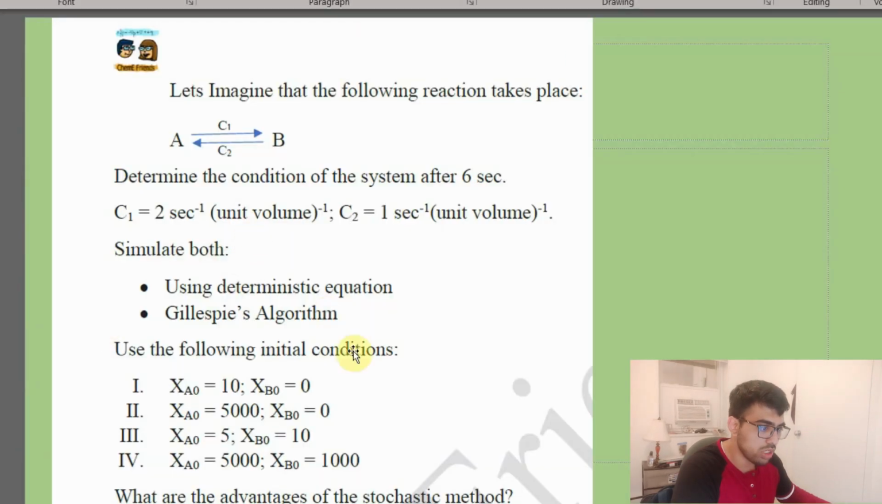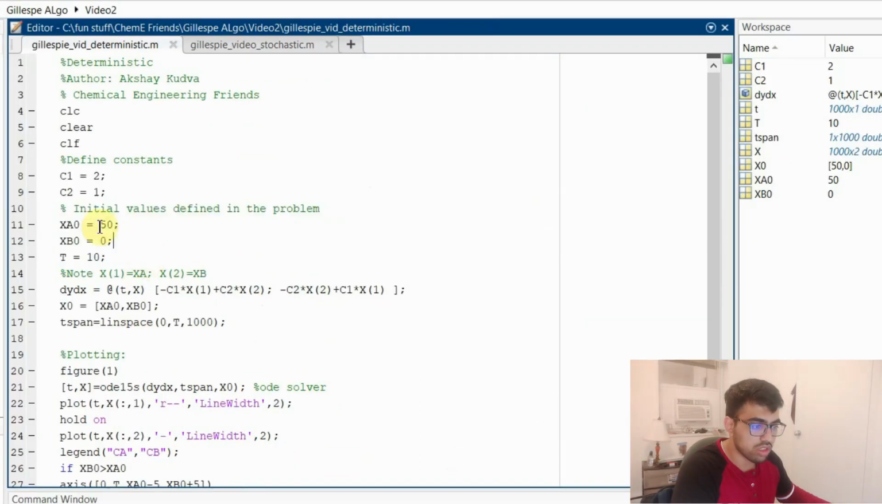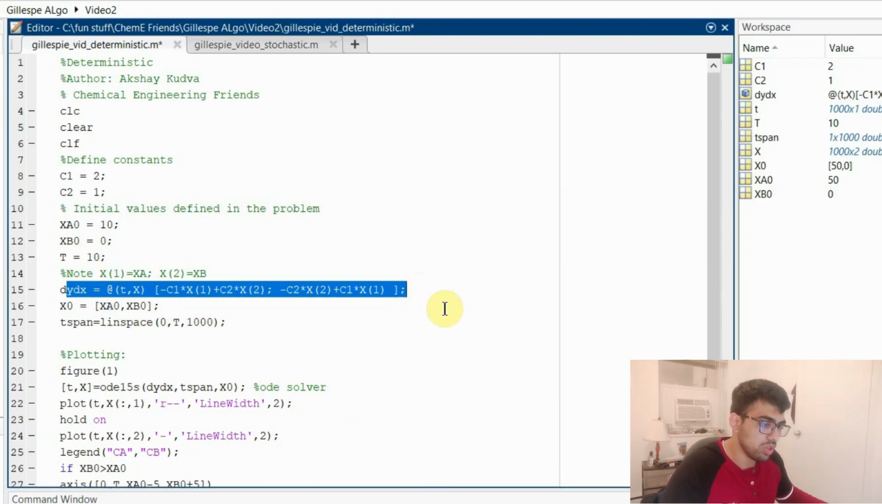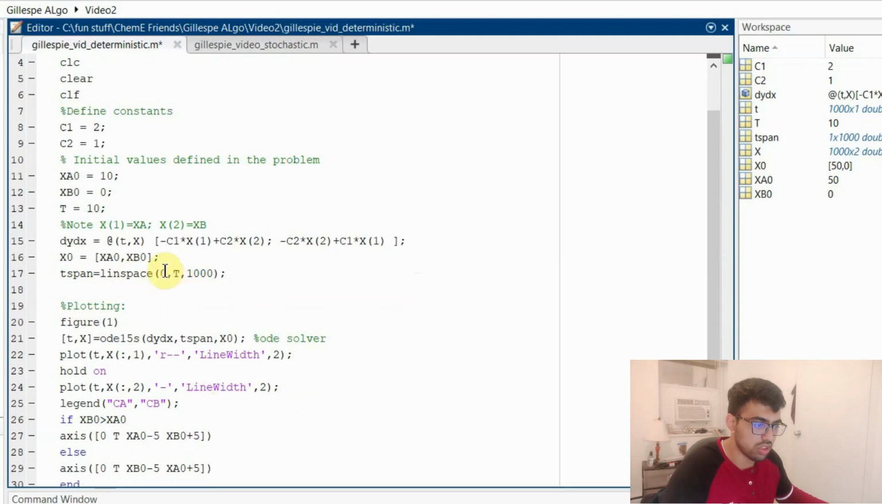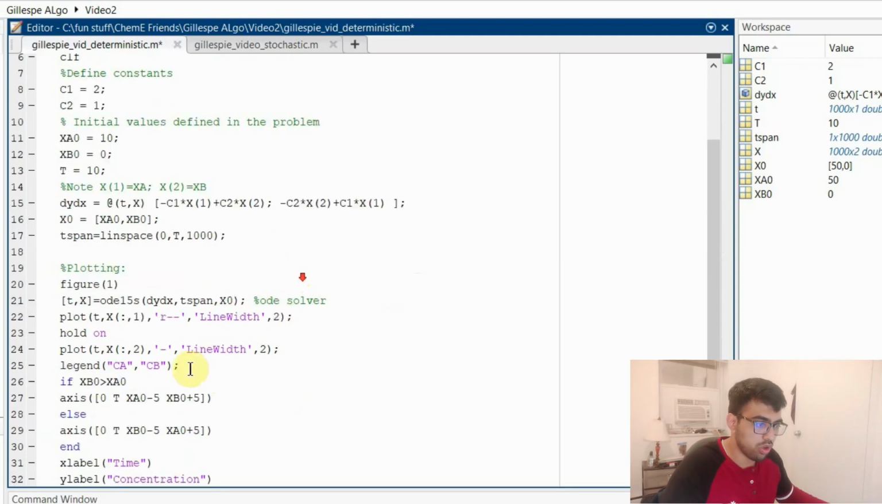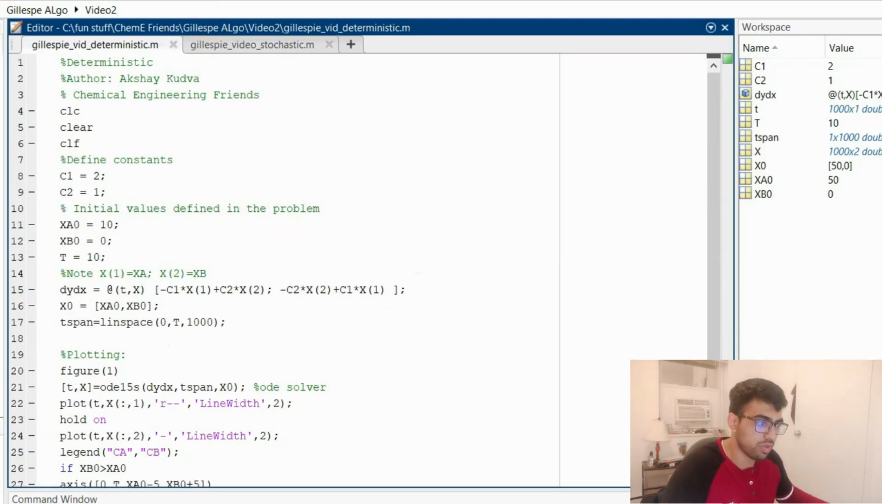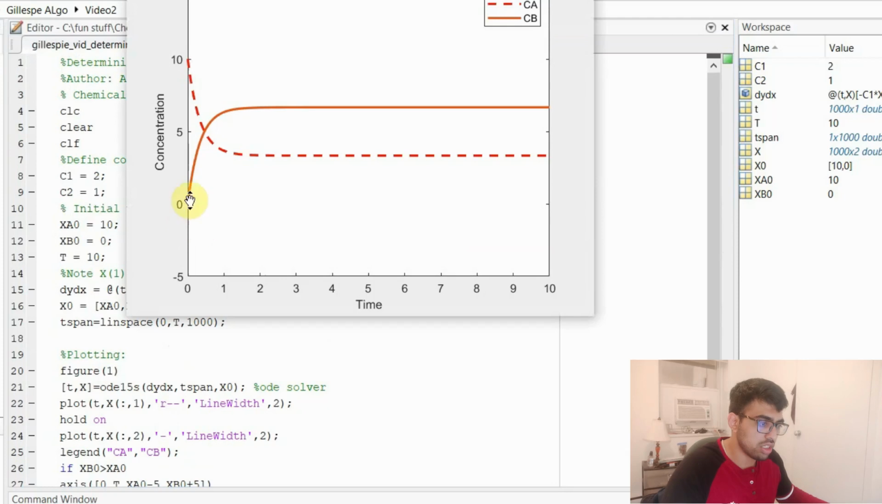So let's look at the question once. We can see xa naught equals 10, xb naught equals 0. We can just put this in, and we will observe it for t equals 10 seconds. These represent the equations dCA by dt, dCB by dt, and we are giving them initial quantities of xa and xb, and finally we'll plot it. So let's just run this code. We can see that they eventually get a constant value.